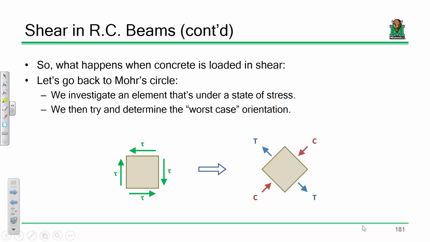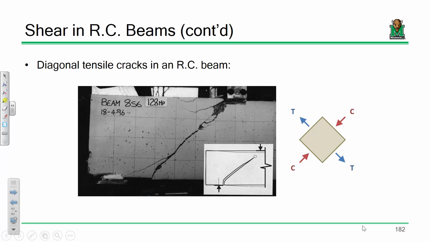Pop quiz, concrete is a material that is very weak in what? Tension. When you look at a beam that is being subjected to very, very large shears and it fails, it cracks something like this, okay? The reason it cracks like this is because it cracks at a 45 degree angle and it's opening this way. It's opening in the direction that it's weak in tension. So when you look at a concrete beam that fails in shear, that's why it cracks like that, because at 45 degrees, that's your worst case stresses, and specifically your worst case stresses in tension.